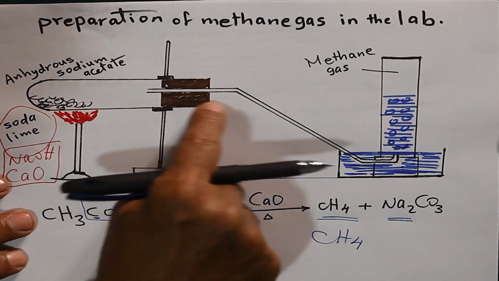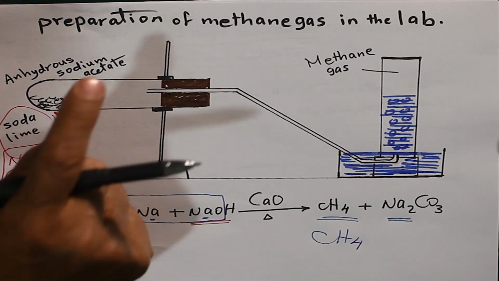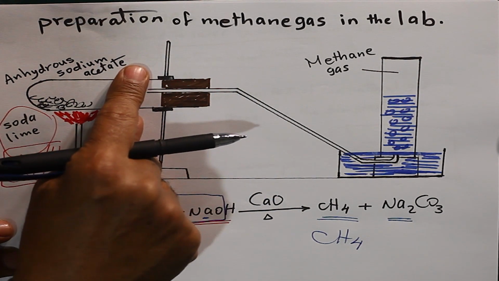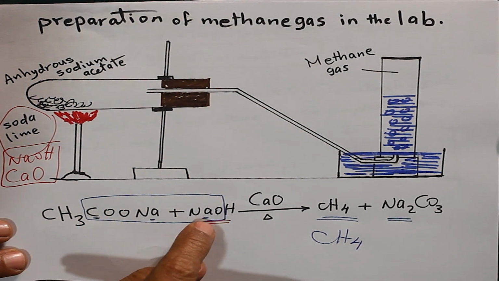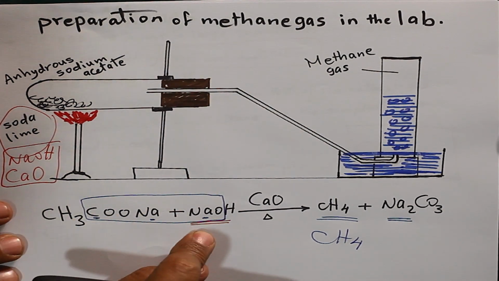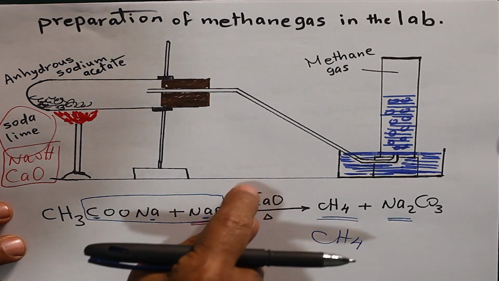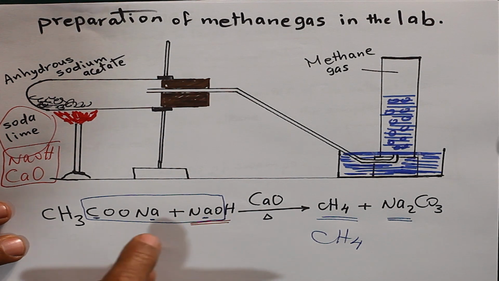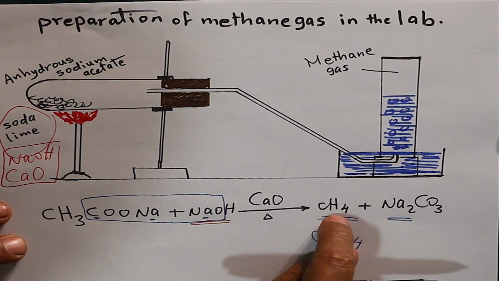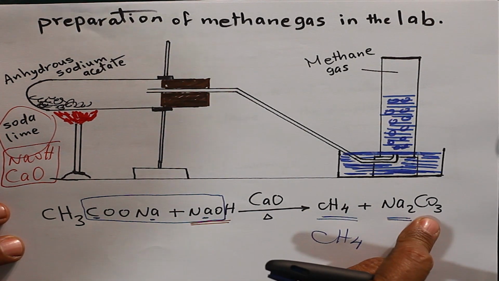The apparatus is very important and we must know how we can draw it. By using a test tube, put inside it anhydrous sodium acetate with soda lime. We will ask a question. Why didn't we put sodium hydroxide only? Why do we use calcium oxide? We use calcium oxide to reduce the melting point. It will produce methane and sodium carbonate.